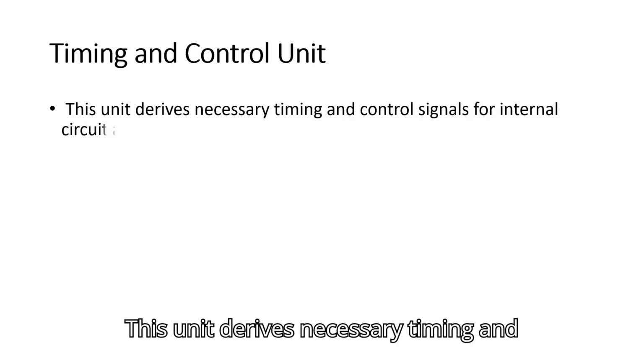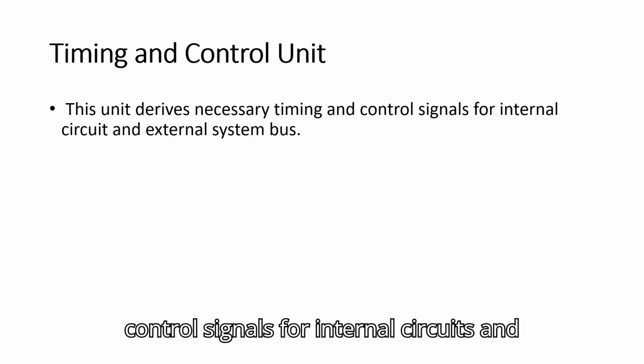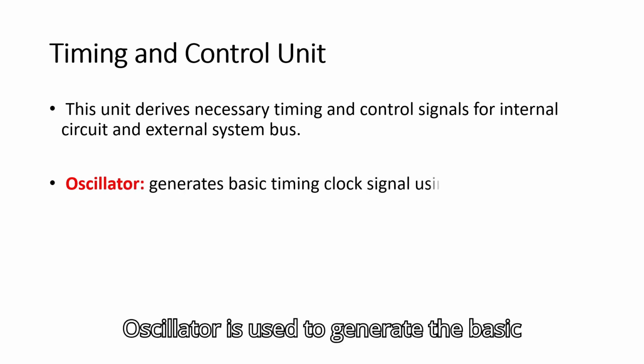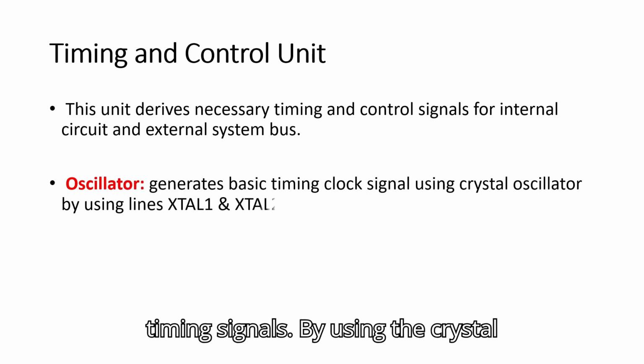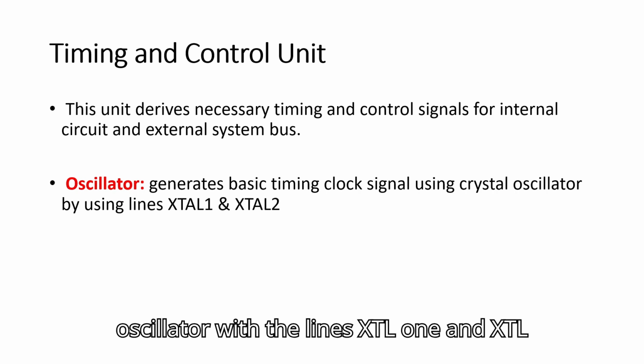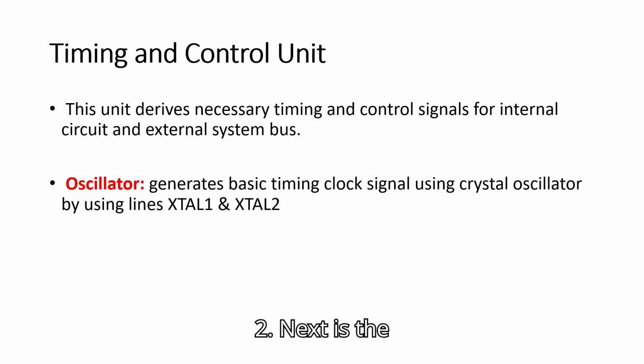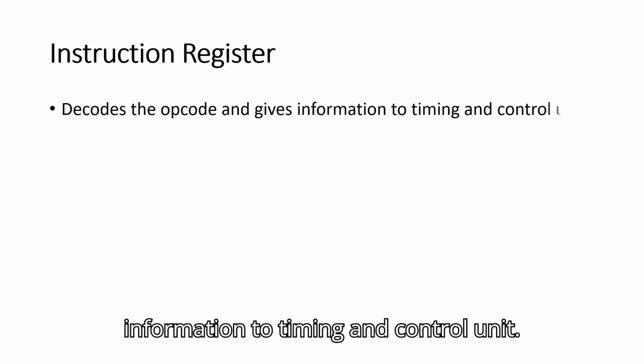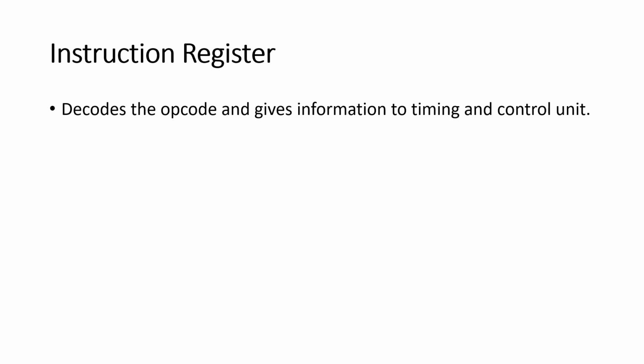Next is the timing and control unit. This unit derives necessary timing and control signals for internal circuits and external system bus. Oscillator is used to generate the basic timing signals by using the crystal oscillator with the lines XTAL1 and XTAL2. Next is the instruction register. It decodes the opcode and gives the information to timing and control unit.